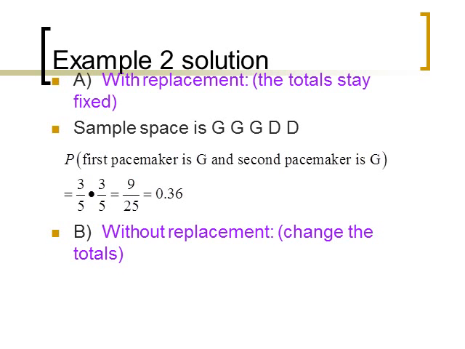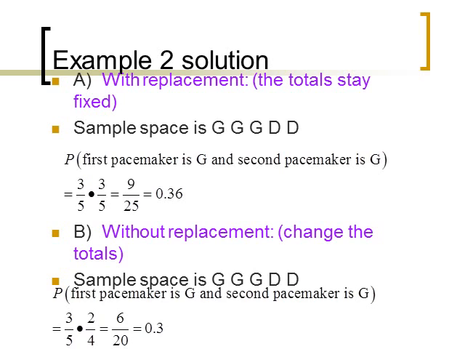Now let's try part B, without replacement. So now we have to change the totals when we do the second selection. So the probability that the first pacemaker is good is still 3 out of 5. But the probability that the second pacemaker is good looks very different. Notice that both totals go down because now there's only 2 goods left and only 4 total pacemakers left. So we get 3 out of 5 times 2 out of 4, which equals 6 divided by 20, which equals 0.3.